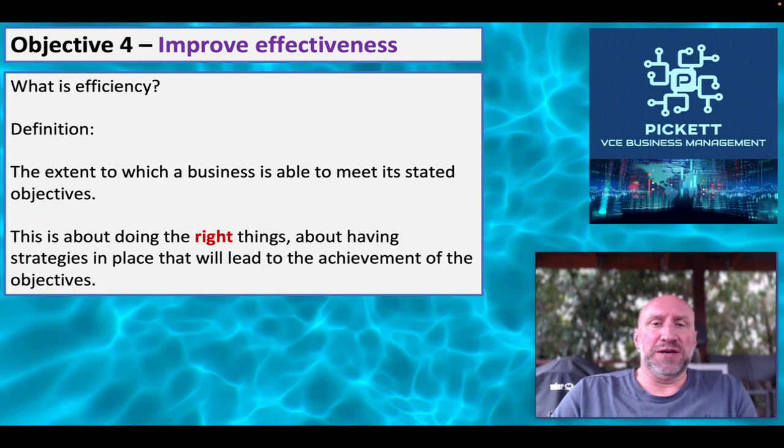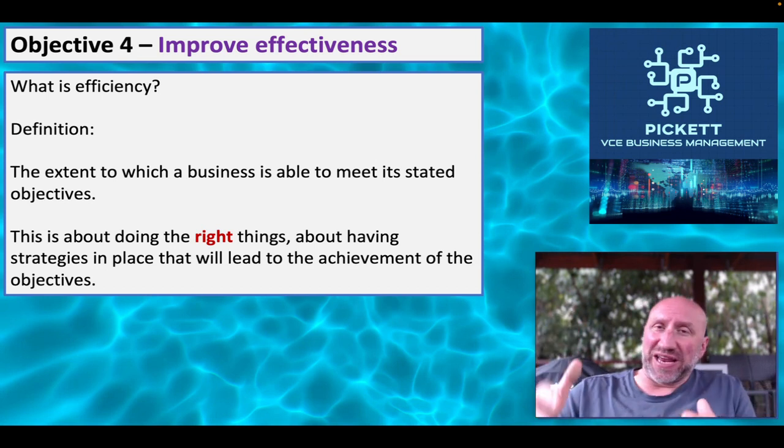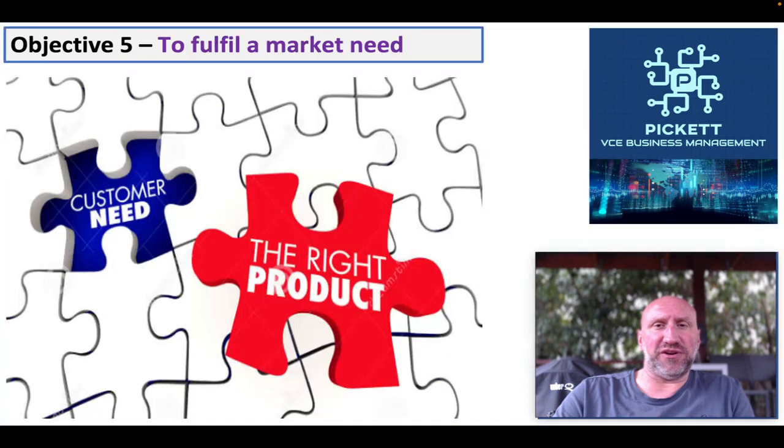Okay, so this is all about doing the right things, about having strategies in place that are going to lead to the business achieving stated objectives. So if we're fully able to meet our objectives and we're meeting them, generally speaking, we're an effective business. If we're failing to meet a lot of the objectives that we've set for ourselves, then we're not an effective business. Okay, hopefully it makes some sense.